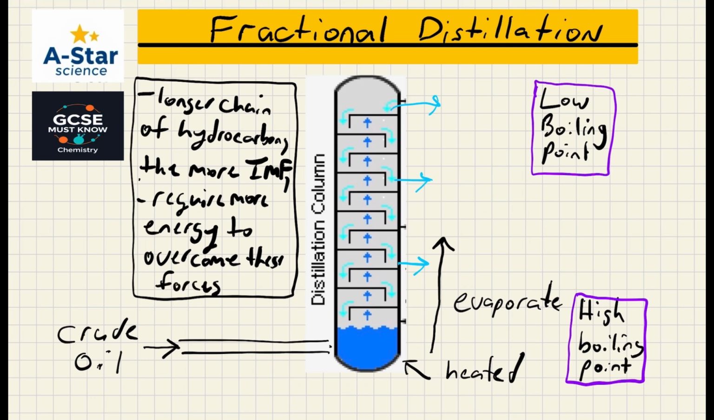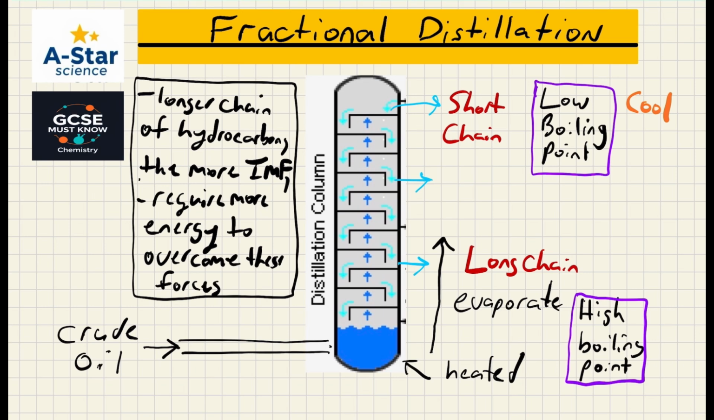So because the short chains do not have much IMF, they don't require much energy. That's why they'll be at the cool part of the column. Whereas the long chains are at the bottom of the column. Some of them do not even evaporate. Some of them stay as a rather viscous solid, such as the bitumen, which we're going to talk about in a minute when we look at the different products.